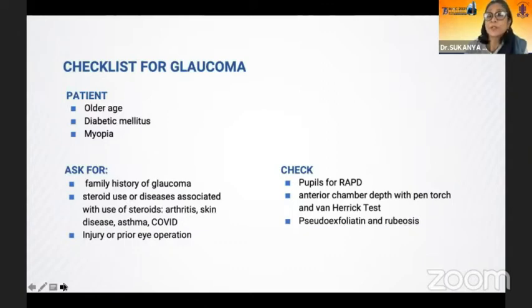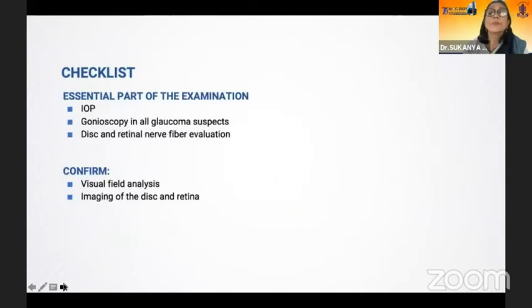Please check for the presence of delicate iris fibrillary tremor. Please check for the anterior chamber depth. Please check for pseudo-exfoliation and rubeosis.